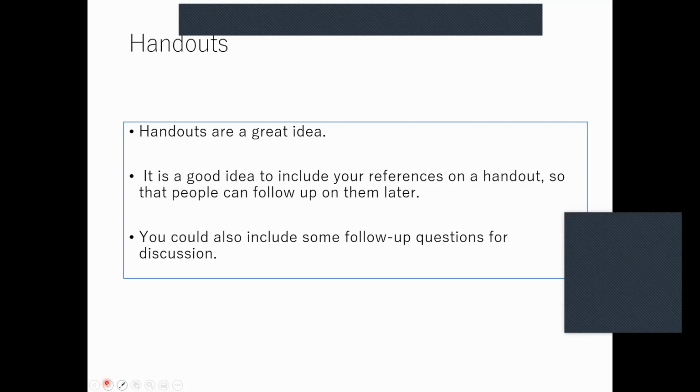You could also include some follow-up questions for discussion. Yeah, you can do that. Some possible questions, and they can ask you the answers to make it more connected. This will help you stay connected with researchers, your friends, colleagues, bosses.